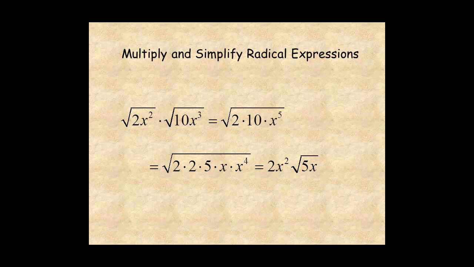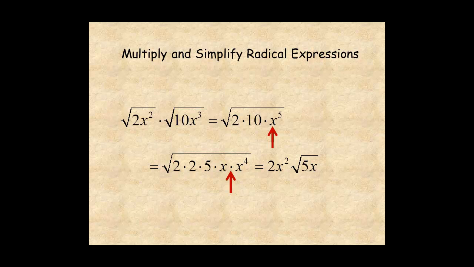For this example, combine the product under one radical. Combine x to the 2 and x to the 3 for x to the 5. Then factor 10 as 2 times 5, and split x to the 5 into x times x to the 4.